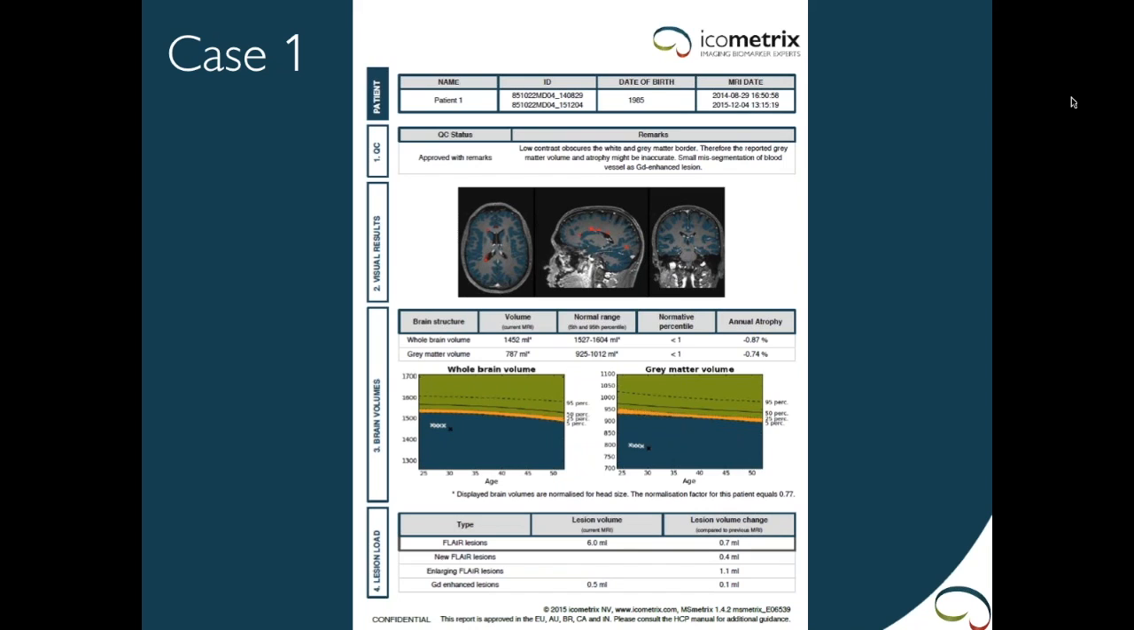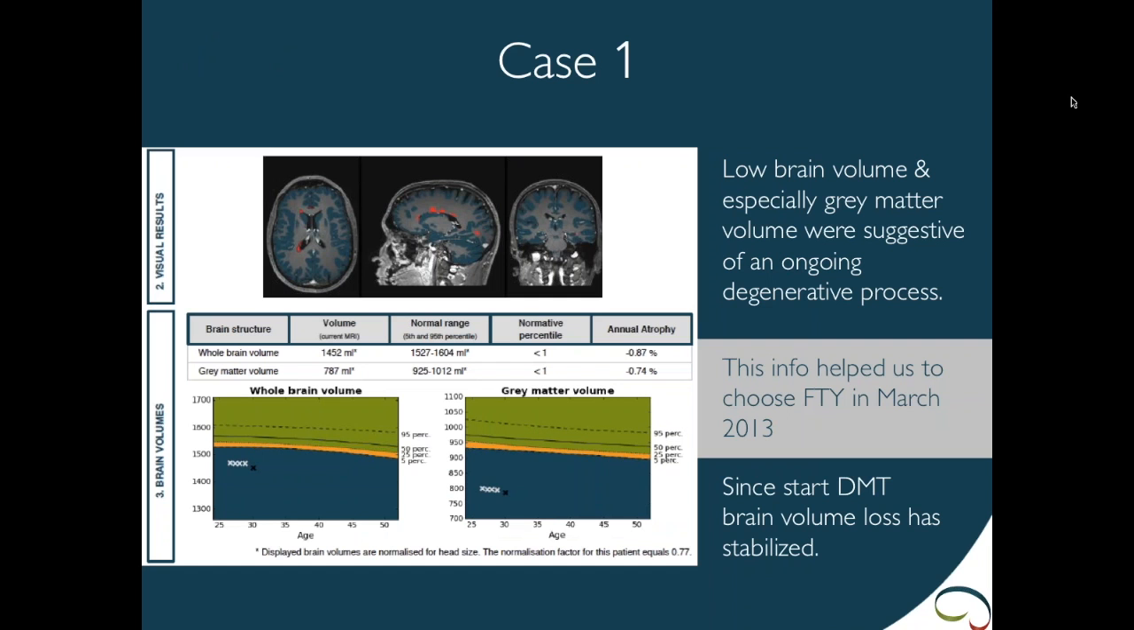So you can see that when you doubt based on the 3 conventional traditional parameters of evaluation of multiple sclerosis, the 4th one, the brain volume, can influence your decision to change the treatment. And of course, the patient changed the treatment and was put on fingolimod. Since the start of this second-line DMT, the brain volume loss has stabilized.